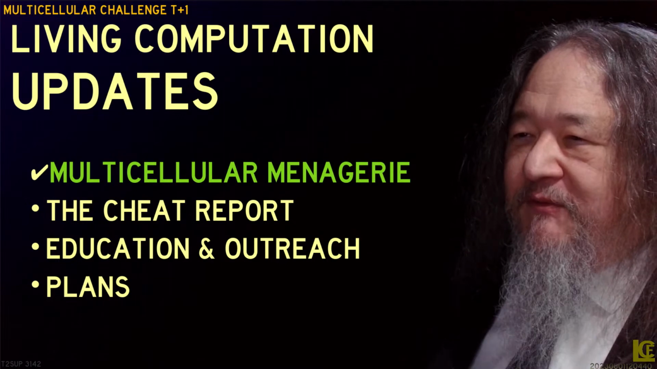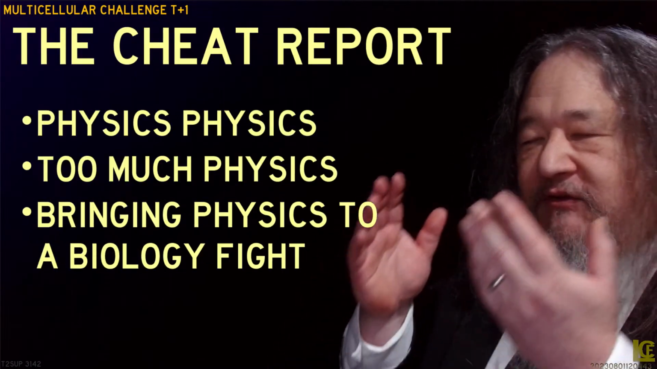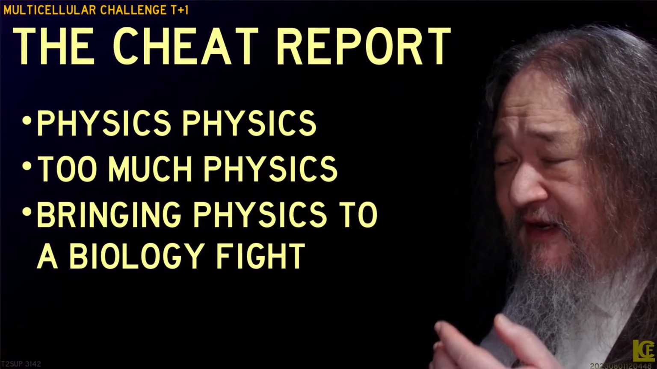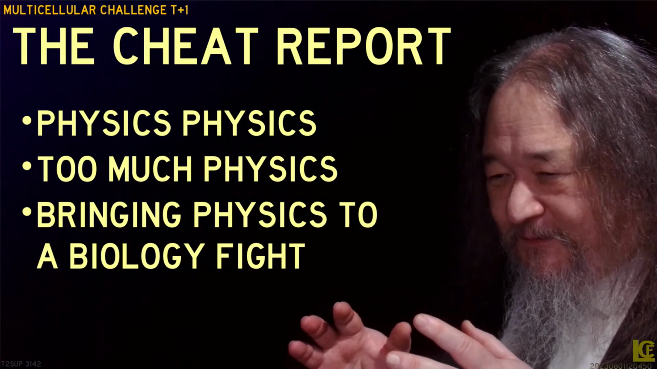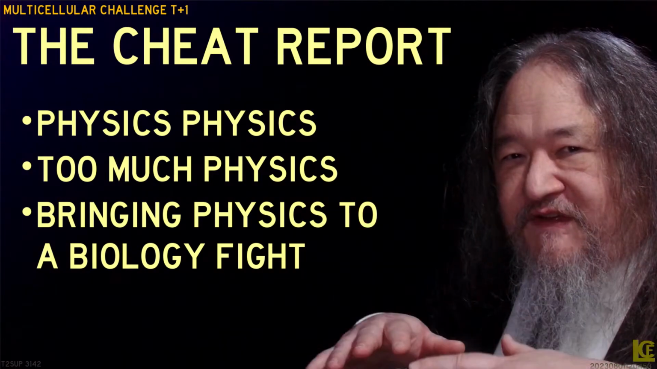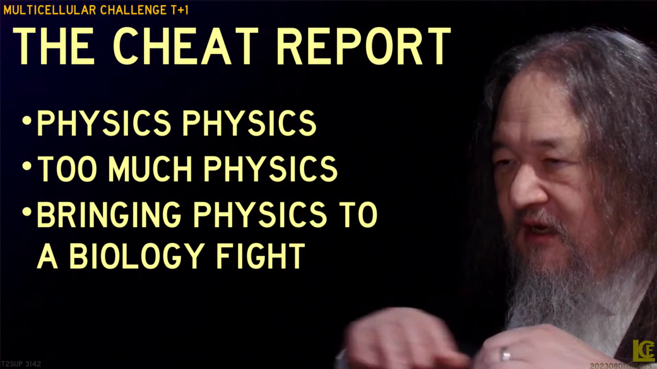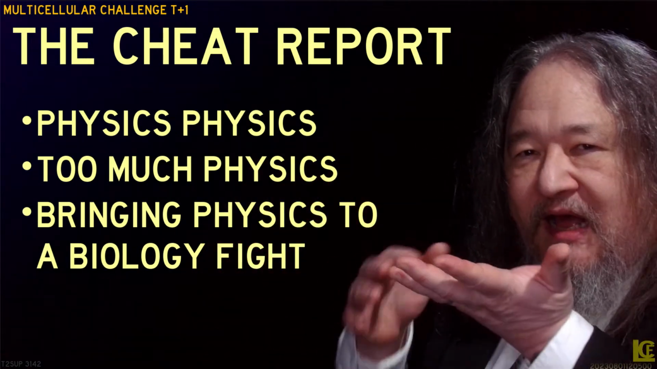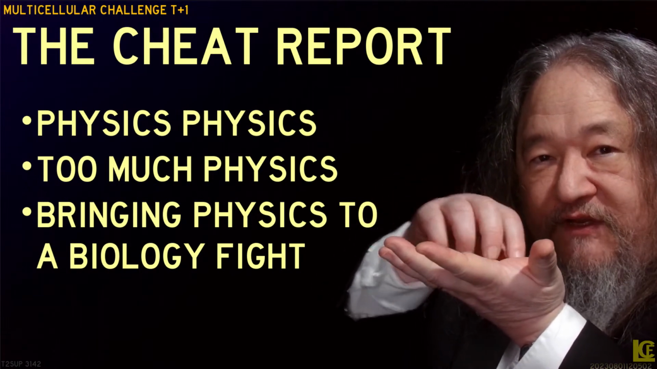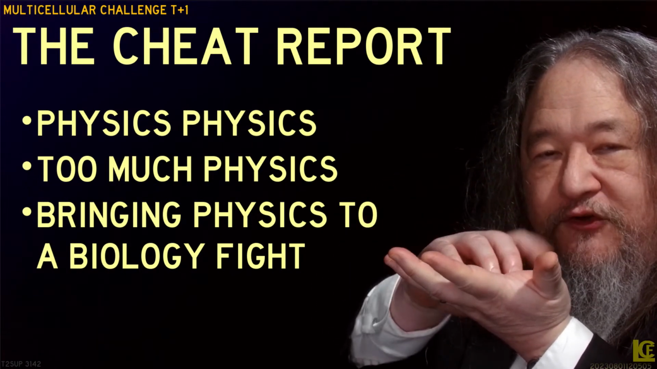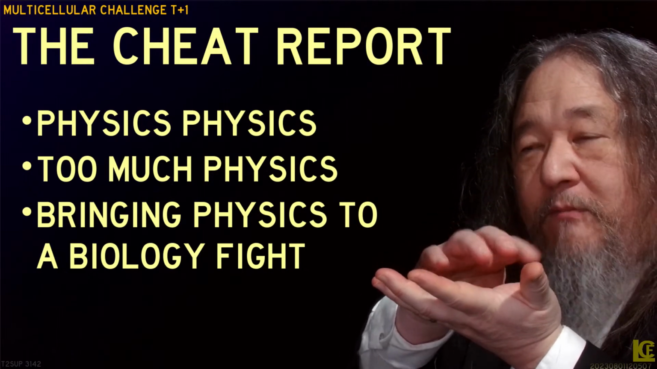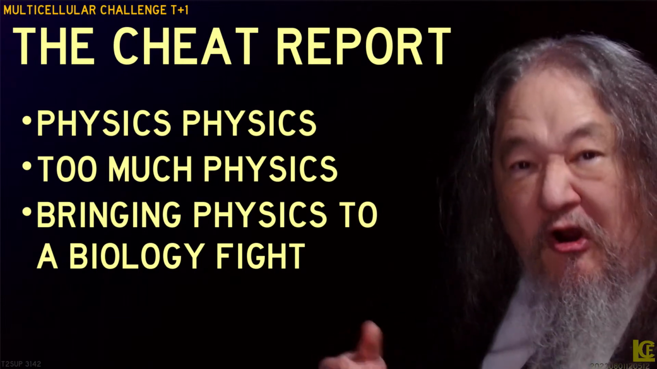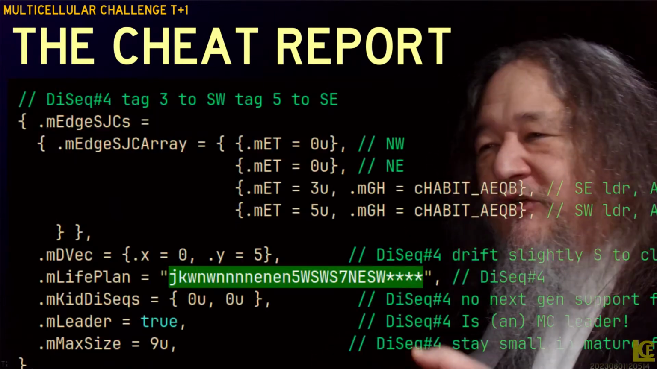I have to talk about the cheat report, and it really comes down to one issue: physics, too much physics, bringing physics to a biology fight. The idea is that stuff that's physics cannot be changed without rebuilding an entirely new universe, whereas stuff that's biology is much more soft. It's just arranged bits in a certain pattern. You could change the bits. So the biology is like programmable, whereas the physics is like firmware, hardware. And so there's too much physics going on.